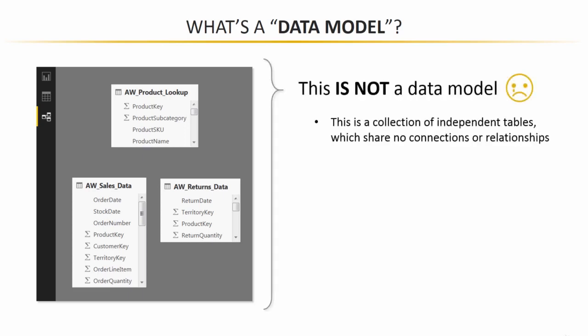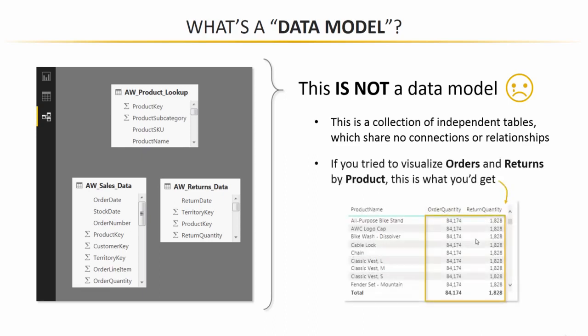What we're looking at here is a collection of independent tables which share no connections or relationships. So think of each of these tables as its own little island with no idea that the other two even exist in the model. And what that means is that if you were to try to do something like this, breaking down a field from the sales data, like order quantity, or a field from the returns table, like return quantity, and break those quantities down by a field from the product lookup table, you're going to get the same grand total in every single row of the table.